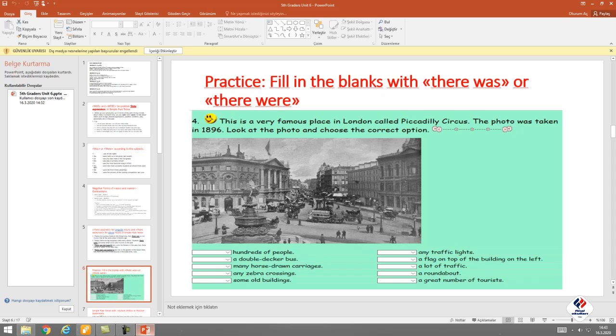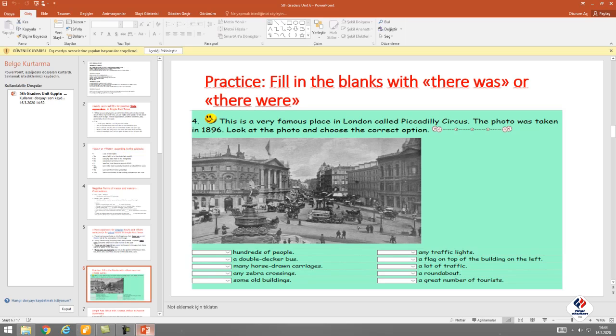Before moving on to our book, I want you to look at this practice. Here we see a photograph, a picture called Piccadilly Circus, and the photograph was taken in 1896. I want you to look at the photo carefully, then choose the correct option regarding whether to use there were or there weren't, there was or there wasn't. Just as a few examples, for example, hundreds of people. There weren't hundreds of people. There were maybe tens of people or dozens of people.